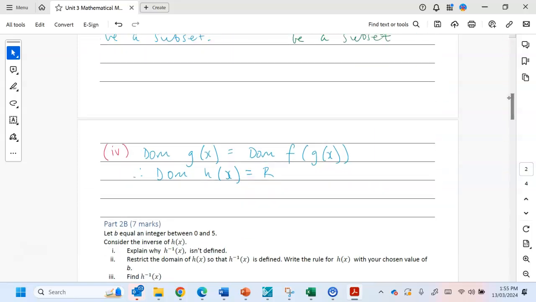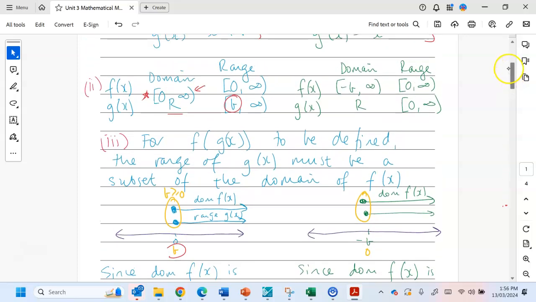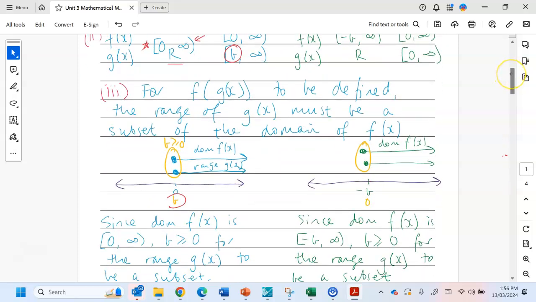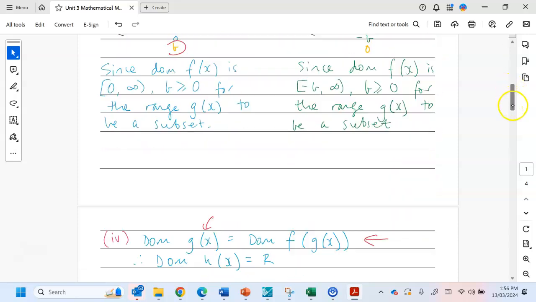Okay, so your domain of g of x is equal to the domain of f of g of x. So your domain of h of x is equal to R. So this statement here we did when we were doing composite functions. So your domain of your inside function is going to be the domain of your composite function. So your domain of g of x, so if we just go back up here, you can see they're both R for g of x. So yeah, g of x is R, g of x is R for the domain.